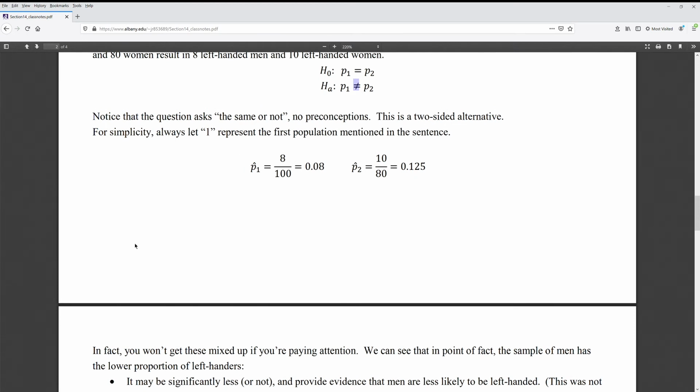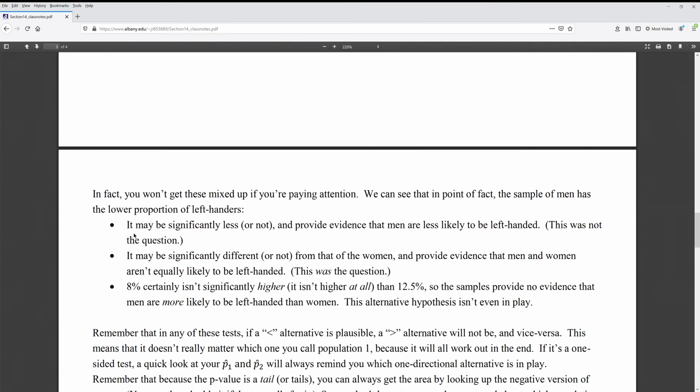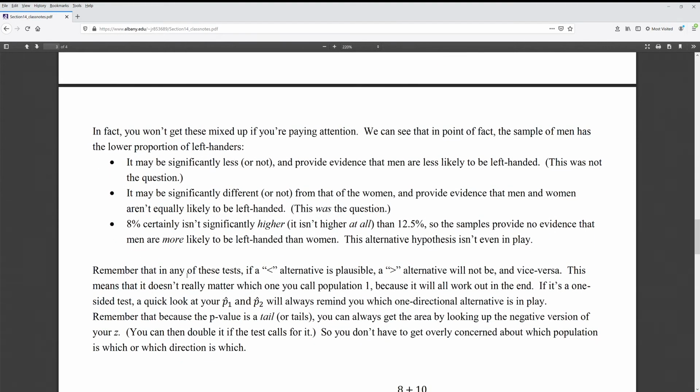As always, if one of the two, less than, greater than, is a plausible question to be asking, then the other one is not. And the not equal to is always in play. So it's the grammar of the question that tells you whether it's one tail or two, but it's common sense that tells you which tail. And this just summarizes everything I've just been saying.